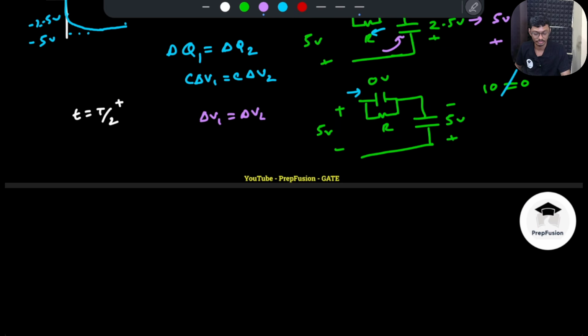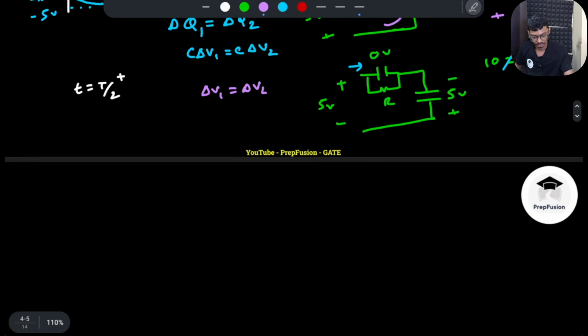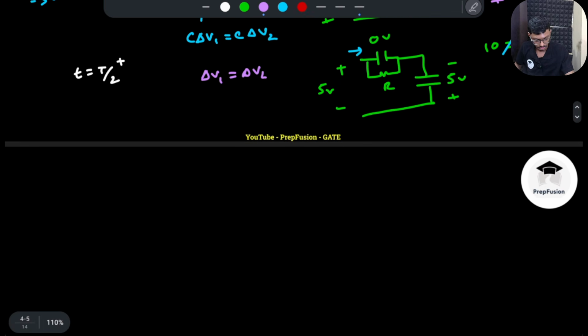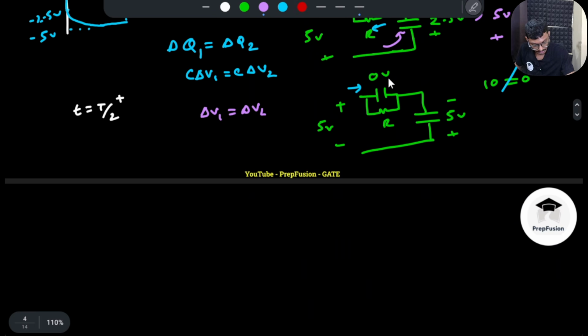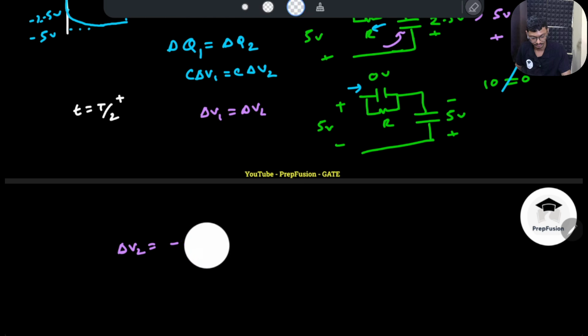The change in voltage will be the same, but what is the value of the change in voltage? How do I calculate it? This is one equation. The other equation: what is delta V2? Delta V2 is basically the final voltage minus the initial voltage. The initial voltage is -5. I don't know the final voltage, so let's say V2 final. I'm talking about this capacitor V2.